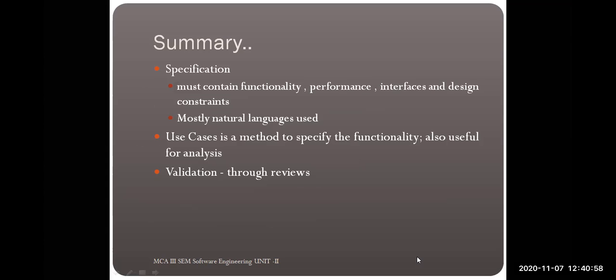Next, under specifications, it must contain all the functionality related issues and performance issues. So performance specifications should be there, functionality specifications will be there, and interfaces and design constraints are also considered. All these specifications are done in natural languages. Along with the natural languages, you have to specify use cases for the functionality, and the validation can be done through reviews by the group of people meant for it.